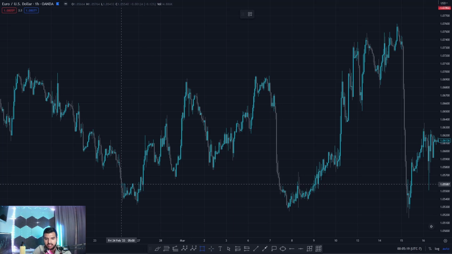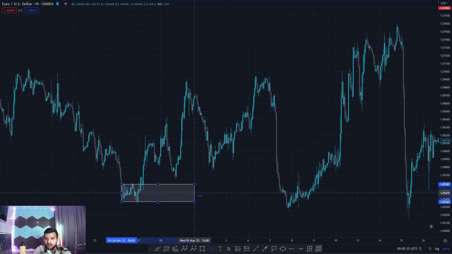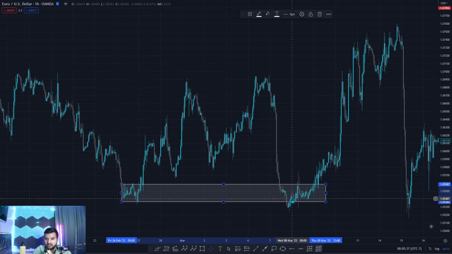So I'm going to go ahead and take my rectangle tool and draw a box here, just to give me a little idea of where my consolidation phase is. But the reason why this is a demand zone is because if we go ahead and stretch out our zone, we can see that price reacts immediately towards the upside. So demand zones are usually where large buyers are ready to buy up the market.